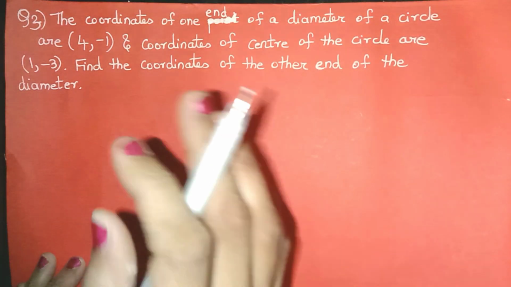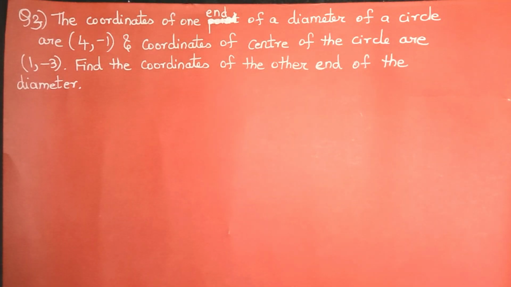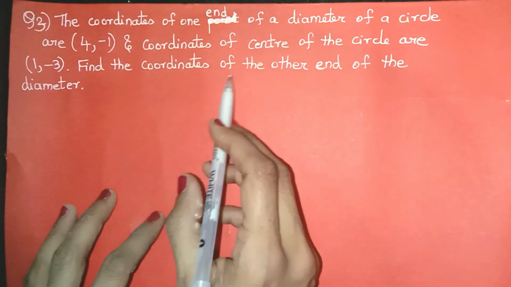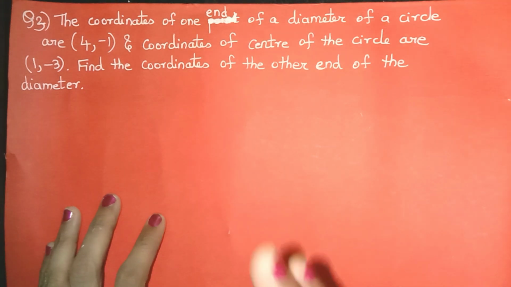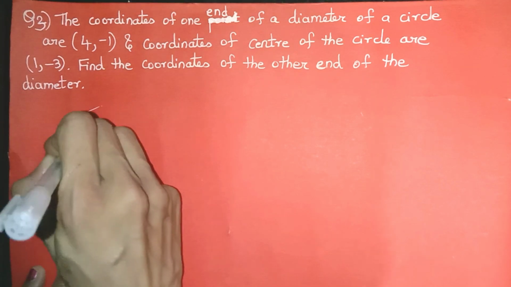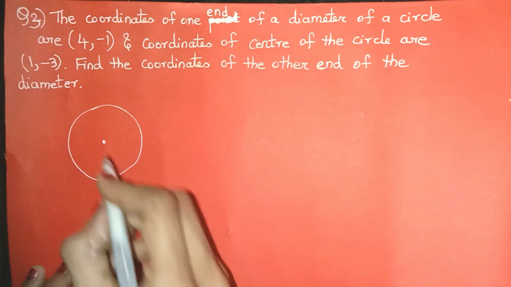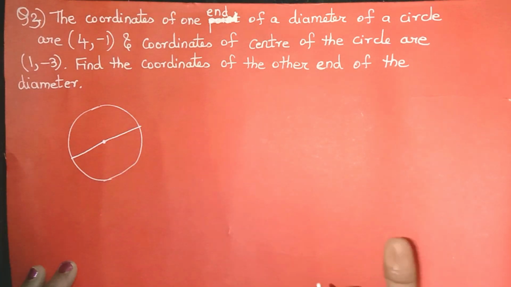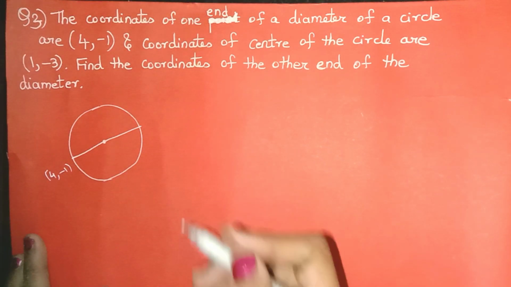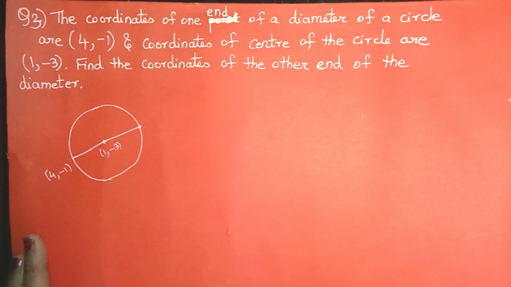Now the question says the coordinates of one end of a diameter of a circle are 4, minus 1, and the coordinates of the center of the circle are given as 1, minus 3. We have to find the coordinates of the other end of the diameter. Now let's draw the diagram and see what the situation is. So I have a circle. Let me draw a rough circle like this. This is the center. Now there is a diameter, obviously. So let me draw the diameter through the center. Now one end of the diameter is given as 4, minus 1, and the center is also given as 1, minus 3. We have to find the coordinates of the other end of the diameter.